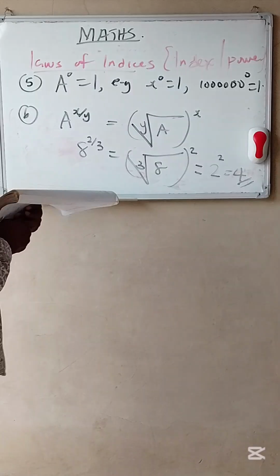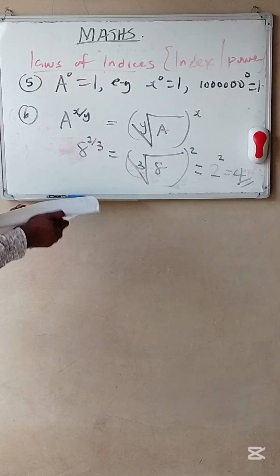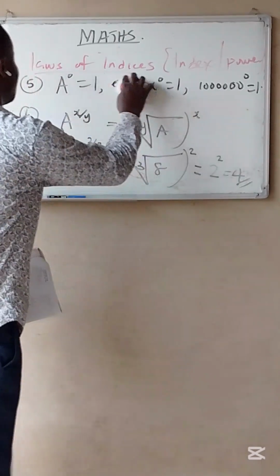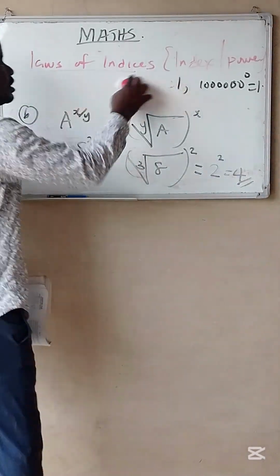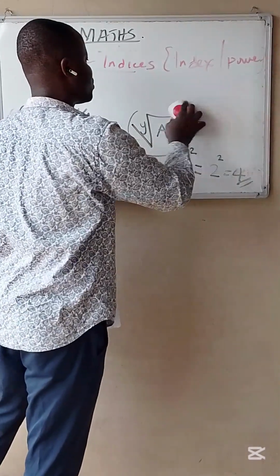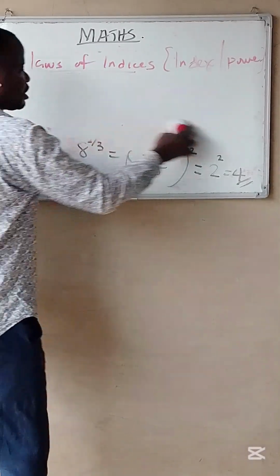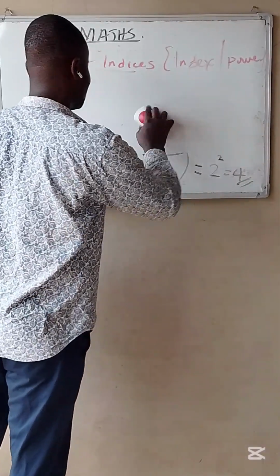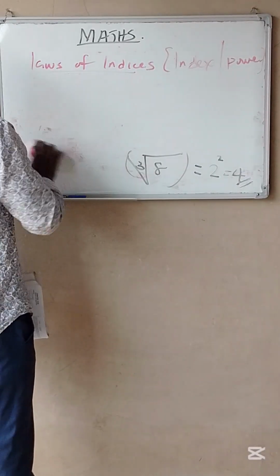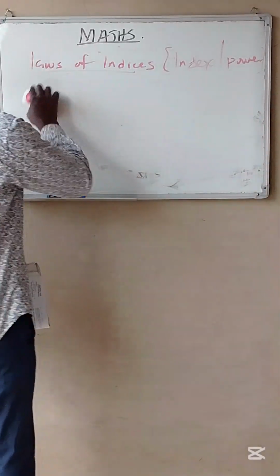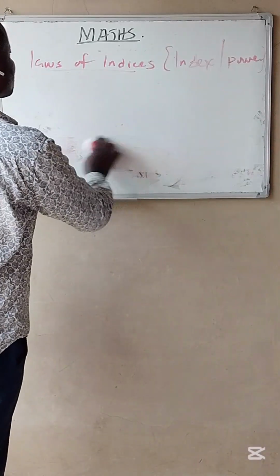I still have another law, the negative fractional power of indices. Let's look at that, and then we'll go straight into the example. I will try and break this class down bit by bit, so that the video will not be too long.